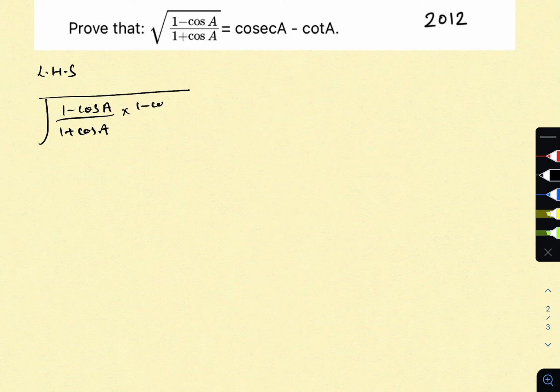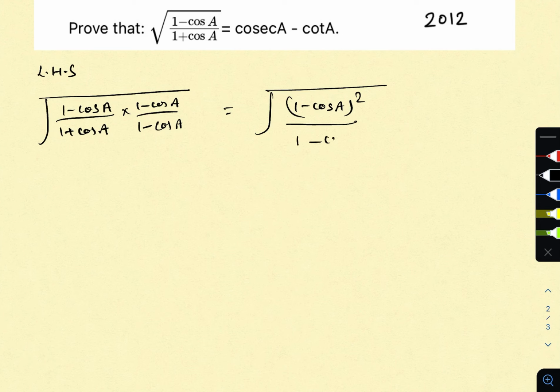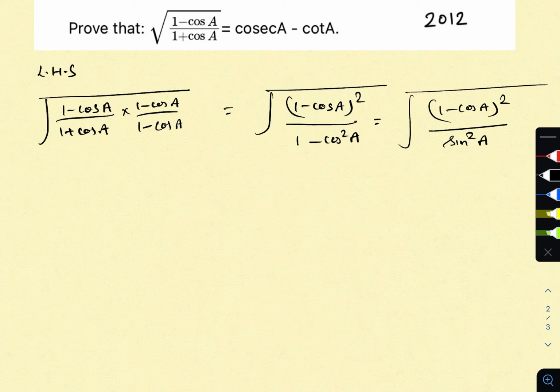So now it will be 1 minus cos A upon 1 plus, sorry, 1 minus cos A. So now here again it will be (1 minus cos A) whole square, and the denominator, A plus B, A minus B means 1 square minus cos square A, and this will equal (1 minus cos A) whole square upon 1 minus cos square A, that is sin square A. Again we will apply this square together in the numerator and the denominator. It will be (1 minus cos A upon sin A) whole square.